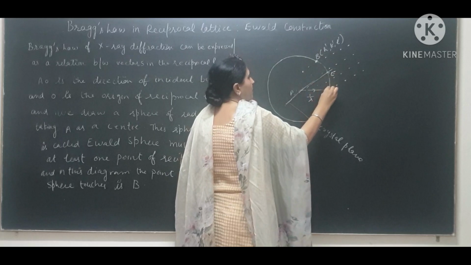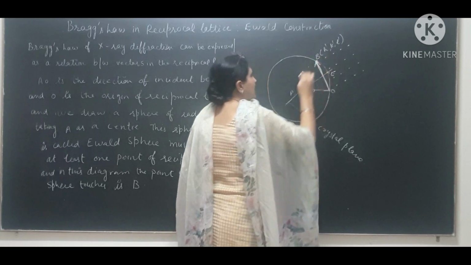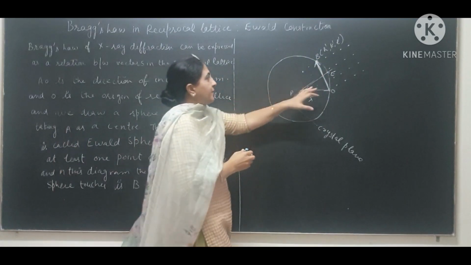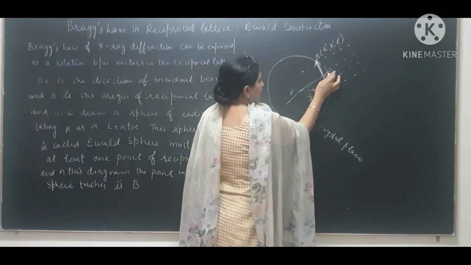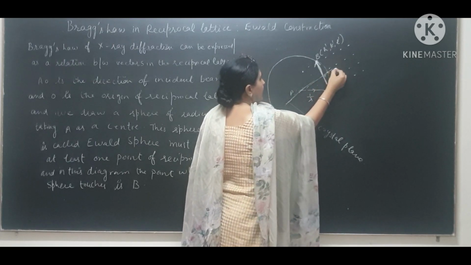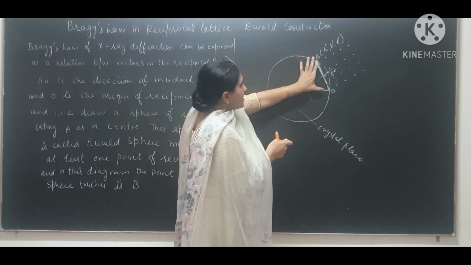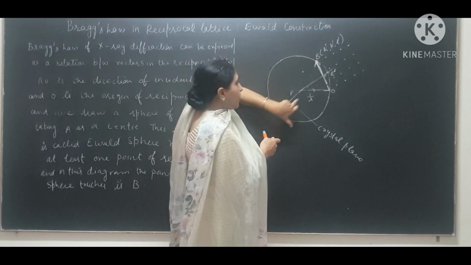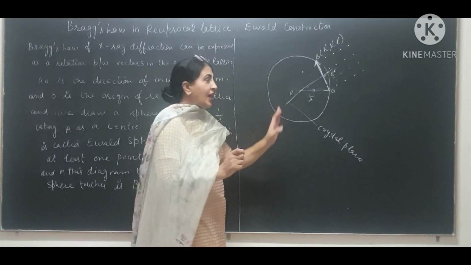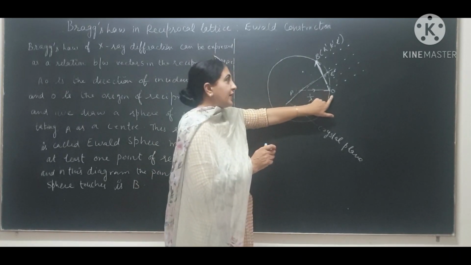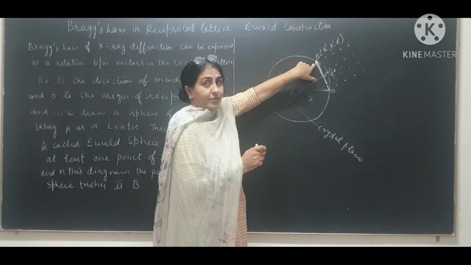Now join O to B. When you join these points, this point is E, because it touches the sphere at E dash. You can write this point as E or E dash, you can say any. So OB is perpendicular to this plane, and its one point is origin and the other point it terminates at point B, which is the reciprocal lattice point.